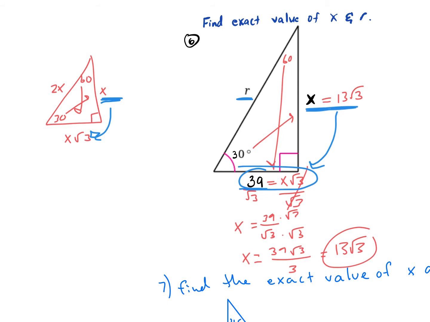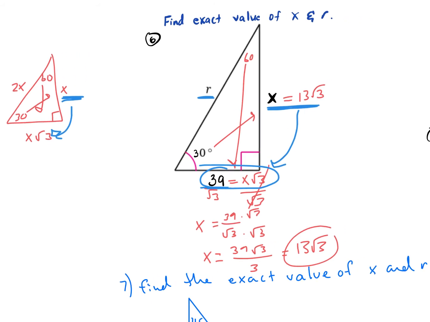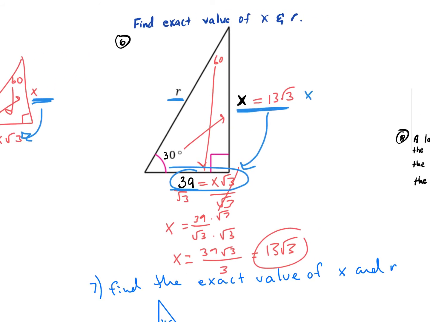Multiply what by 2? Multiply x times 2. So our x is 13 square root 3, so I'm multiplying that times 2. And what's 13 square root 3 times 2? 26 square root 3. So you don't multiply?